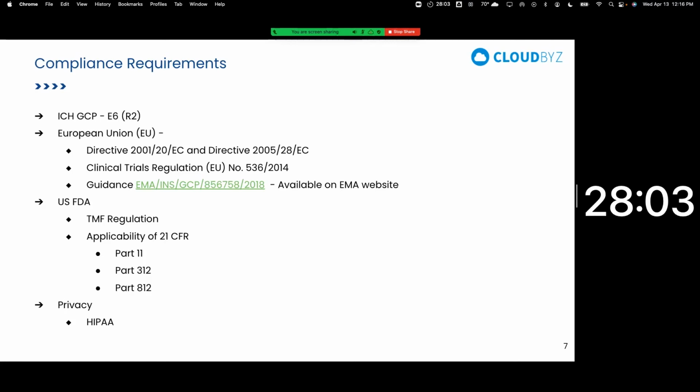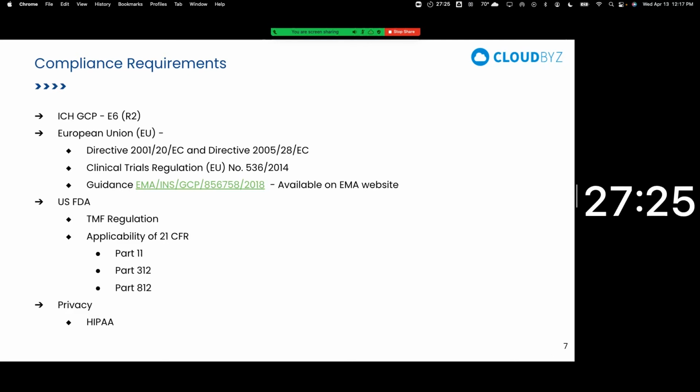Also, in addition to this directive, in April 2014, the European Parliament approved a regulation. It's a guidance. This is freely available on the EMA website and can be downloaded. There are two takeaways from this guidance. The first is that the TMF shall at all times contain the essential documents relating to that clinical trial. So basically, it should always be audit ready. And the second thing is the sponsor as well as the investigator shall archive the content of the clinical trial master file for at least 25 years after the end of the clinical trial. So that is an EU guideline.